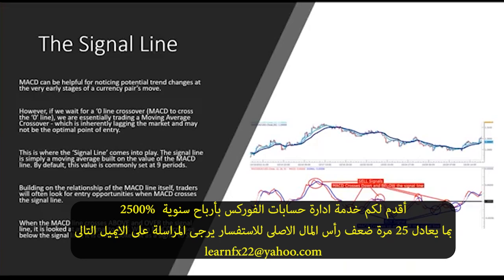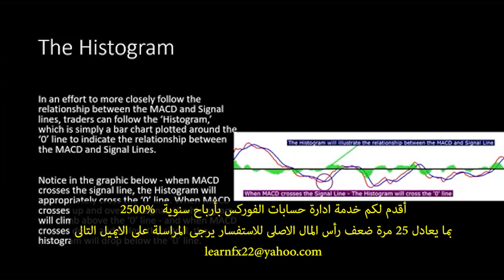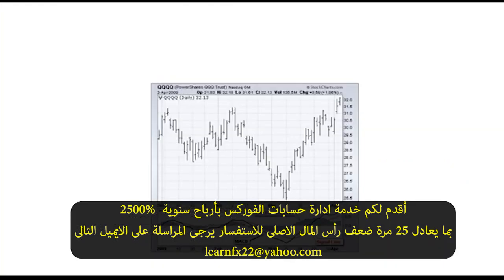So you can also see that on the histogram. When the histogram is at 0 and then moves upward, it's telling you to buy. When the MACD histogram is at 0 and moving downward, it tells you to sell. Now, these are only transaction signals. In an effort to more closely follow the relationship between the MACD and the signal line, traders can follow the histogram, which is simply a bar chart plotted around the 0 line to indicate the relationship between the MACD and the signal line.